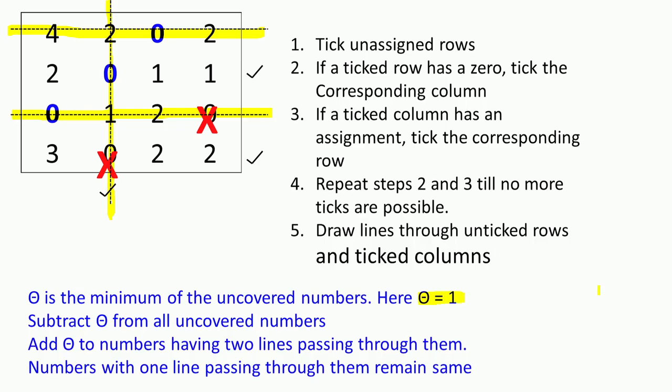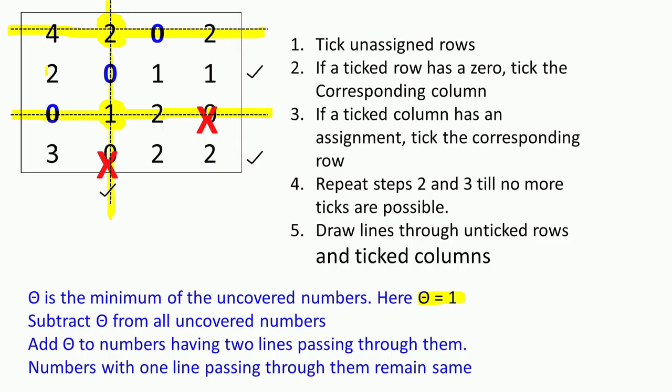Now what you do is, go to this matrix, wherever 2 lines are passing, for example this position, add the theta, so 2 becomes 3, add the theta, 1 becomes 2. Where there is only one line passing, do not do anything. 4 remains as 4, 0 remains as 0, 2 remains as 2, and so on.